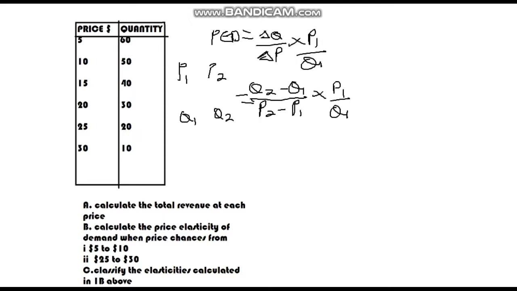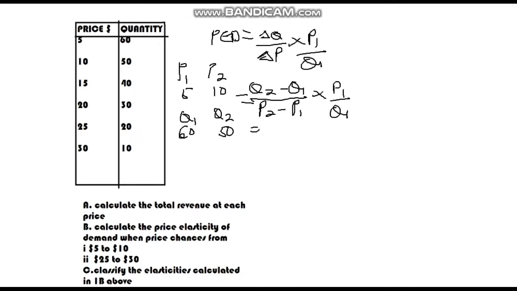The first price that will be given to you becomes your P1. So your P1 here is what? 5. Now your second price will be your P2, which will be what? 10. When you have your P1, its corresponding quantity will be your Q1. So if P1 is 5, then its corresponding quantity will be what? 60, which will be Q1. And for P2, its corresponding quantity will be your Q2. So the Q2 will be what? 50. Now we are going to replace these numbers into the equation.